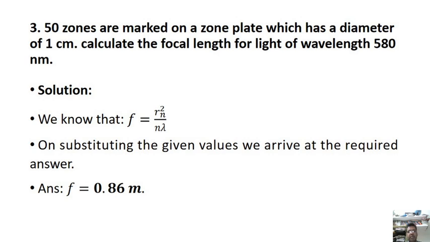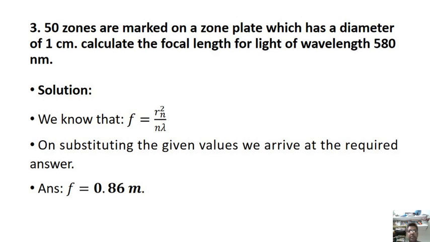In this question, once again we will discuss: 50 zones are marked on the zone plate. 50 zones, circles: first zone, second zone, third zone, fourth zone, like that. So 50 zones are marked, and the zone plate has a diameter of 1 centimeter. Calculate the focal length for light of wavelength 580.